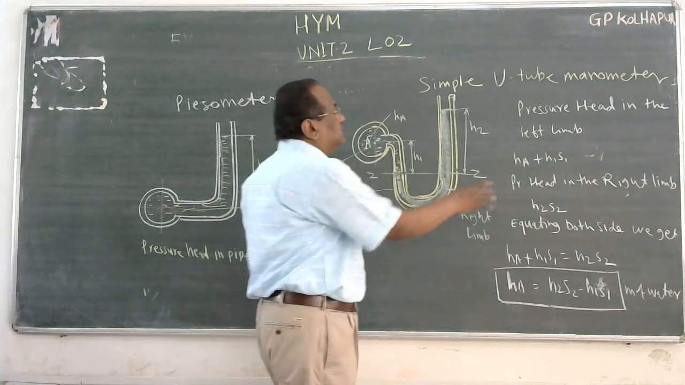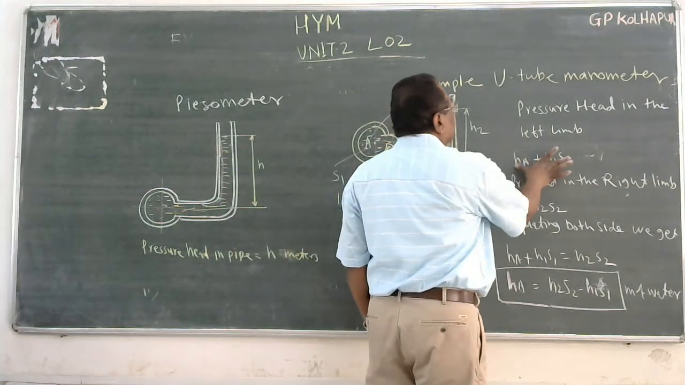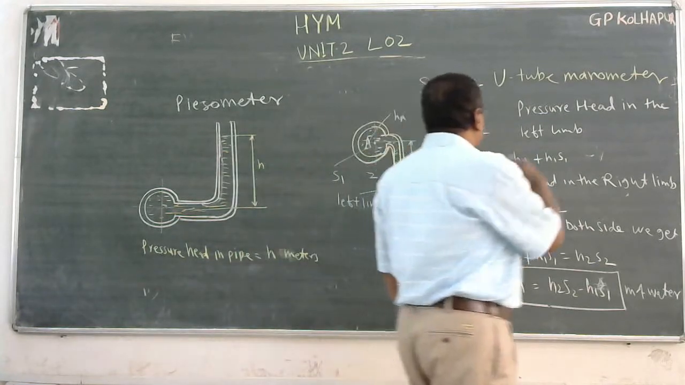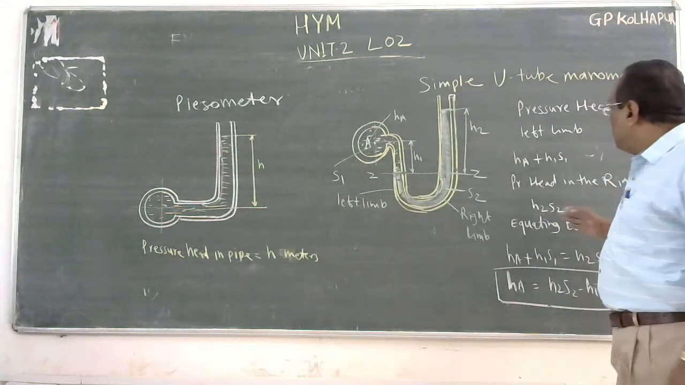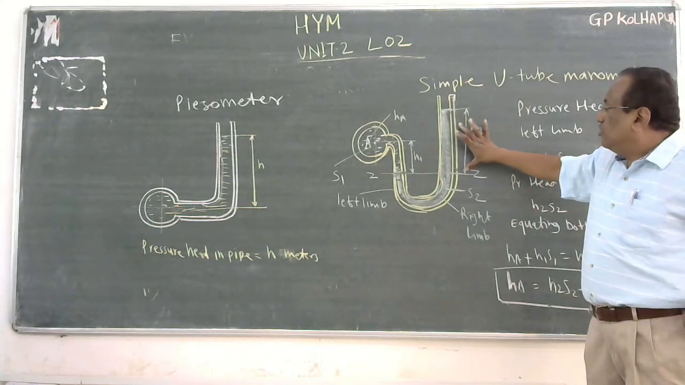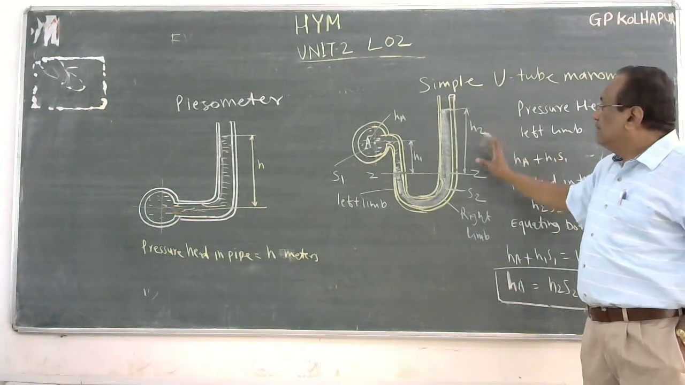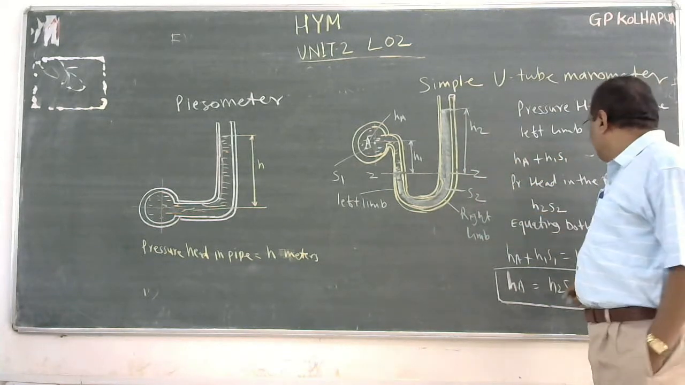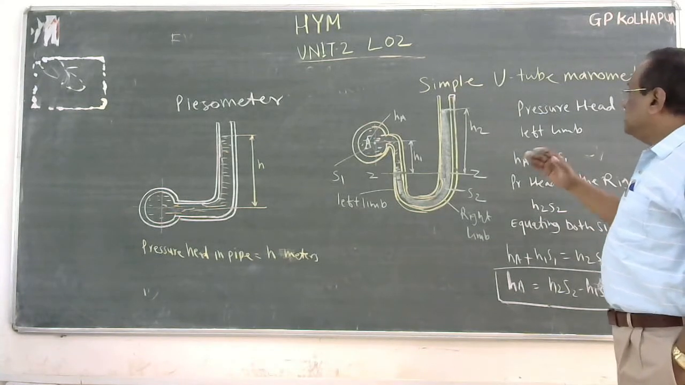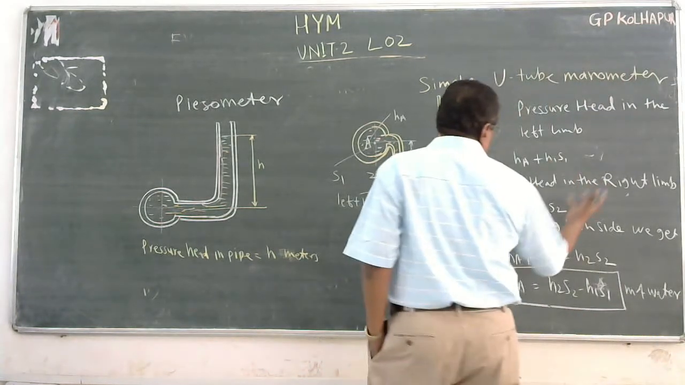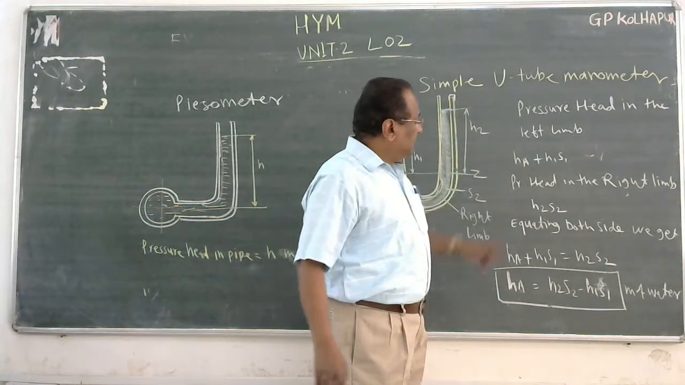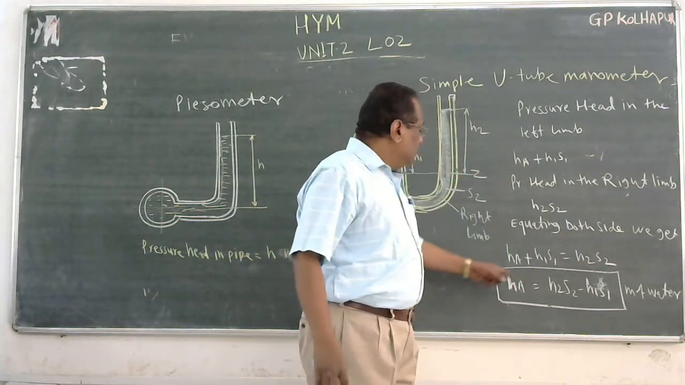So HA plus H1S1 is the pressure head in the left limb of the manometer. Now, the pressure head in the right limb of the manometer is only H2, the height of mercury in the right limb, multiplied by the specific gravity of the mercury, that is H2S2. The pressures in the left limb and right limb are equated here. HA plus H1S1 is equal to H2S2.